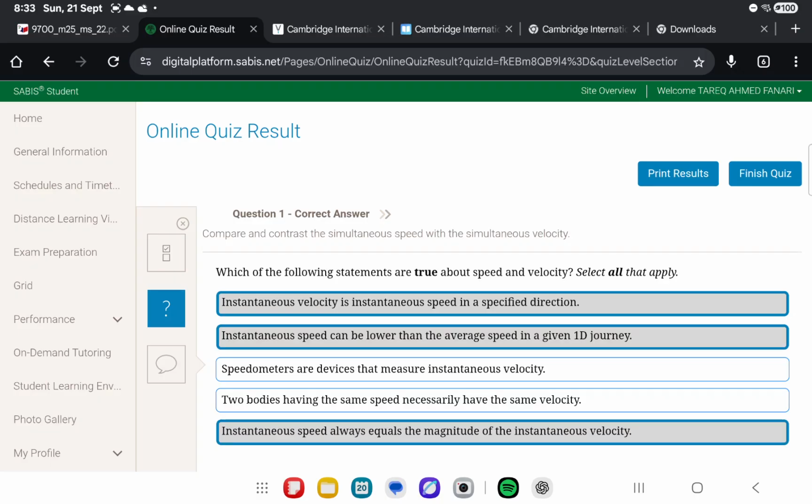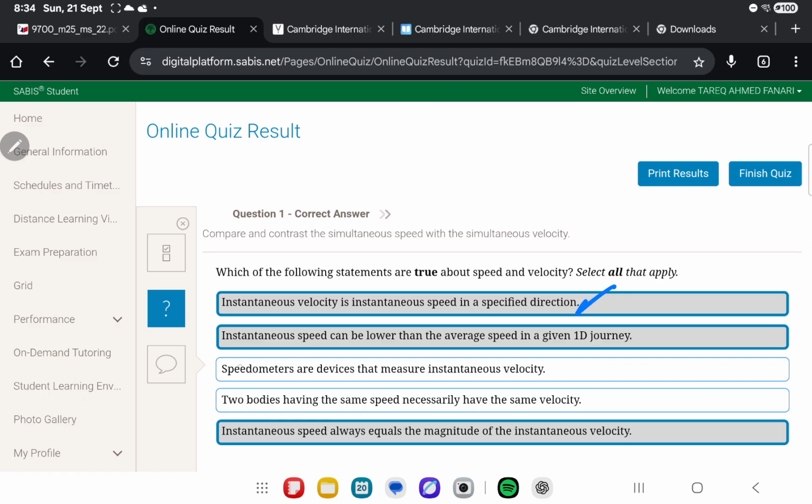Select all that apply. Instantaneous velocity is instantaneous speed in a specified direction. That's correct, because in a one-dimensional line, say you're moving with 5 meters per second. Now, if you were talking about your speed, you just say I'm moving with 5 meters per second. At this point, let's call this t0. However, when I say velocity, I'm specifying my direction if it's instantaneous.